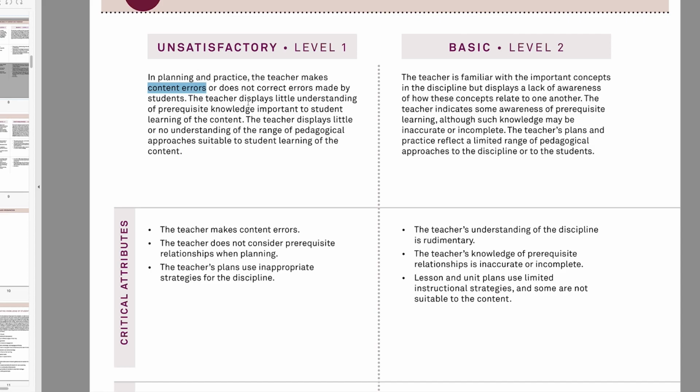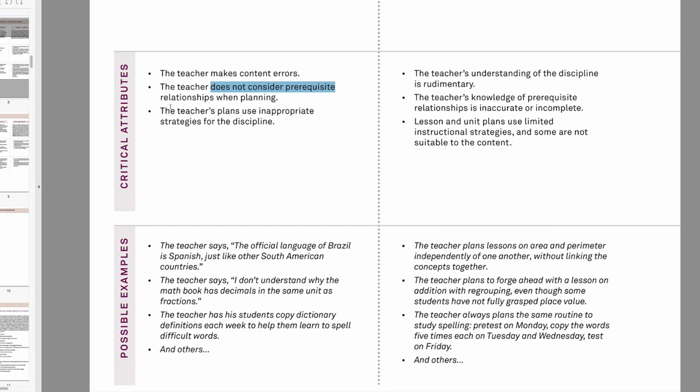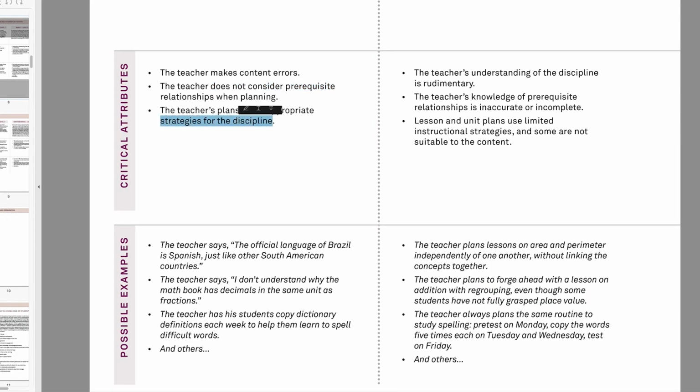So, displays little understanding. This is where you don't really know the content you're teaching, and this can be problematic, obviously. And then it says here are the attributes. Here are some examples. So you're making content errors. You do not consider prerequisite relationships. So a lot of times in math, science, English, all of that, the kids have to have prerequisite skills. So you're not thinking about that. And then you use inappropriate strategies for discipline. So you're just kind of a hot mess in this situation.